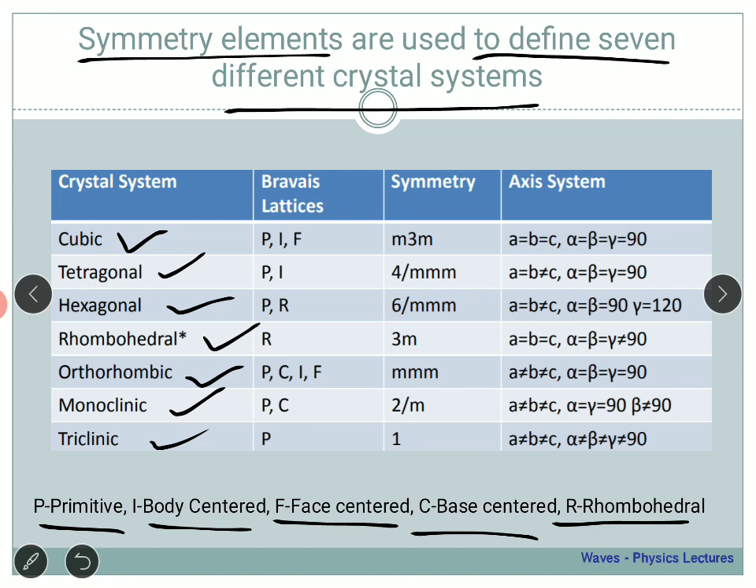In case you don't remember these notations, I think it sometimes gets difficult to follow if you look into a table. So P stands for primitive, I stands for body centered, F stands for face centered. For a cubic system there will be 3 Bravais lattices and the symmetry would be nothing but M3M. And then I think you already know about A, B and C.